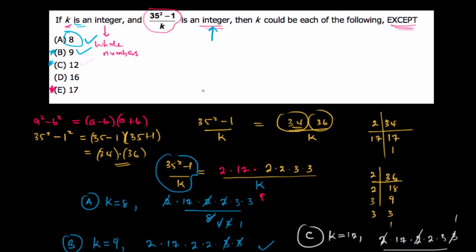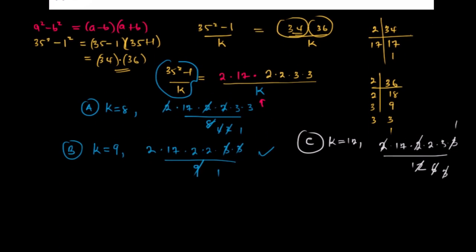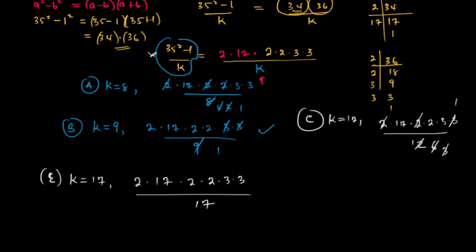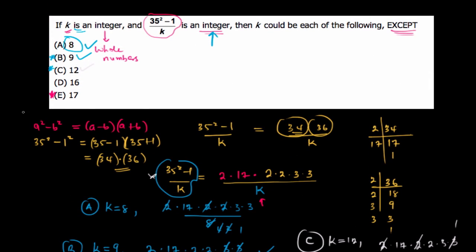So let's go to 17 before we go to the last one. When k equals 17, that's for E. What we have is going to be 2 times 17 times 2 times 2 times 3 times 3 divided by 17. Obviously you would observe 17 crosses here, and then there is no remainder. So that tells us that k equals 17 also passes the test.